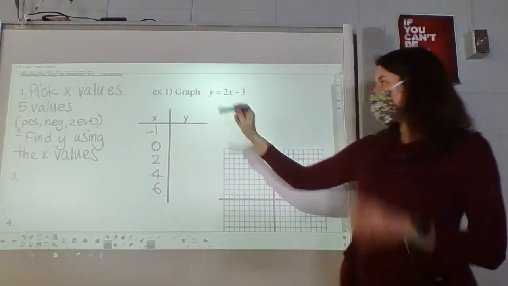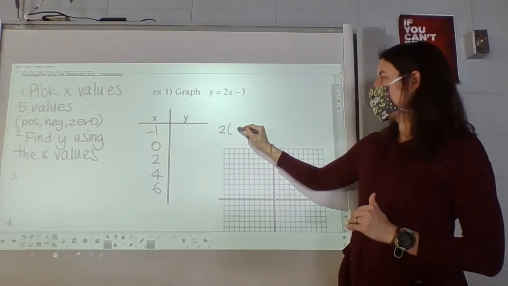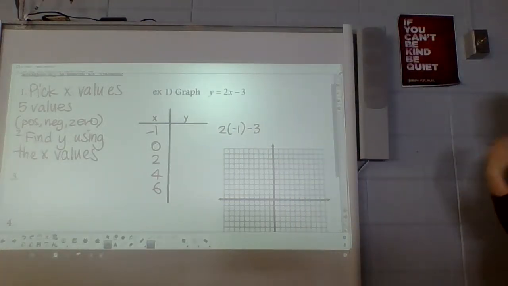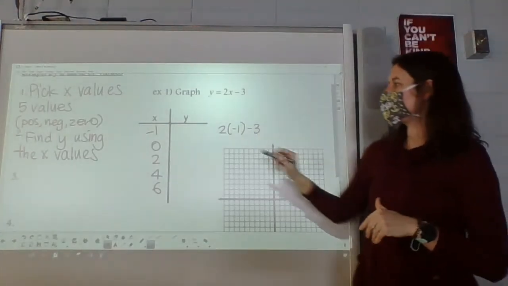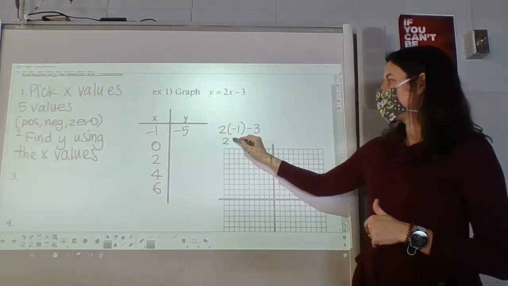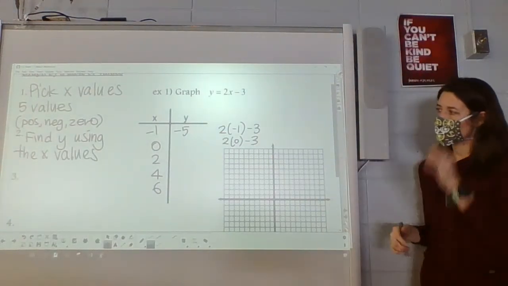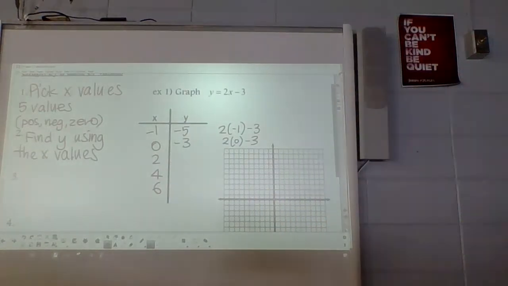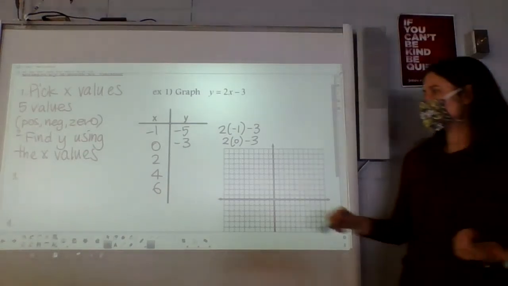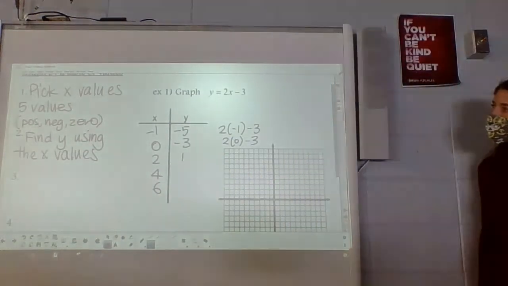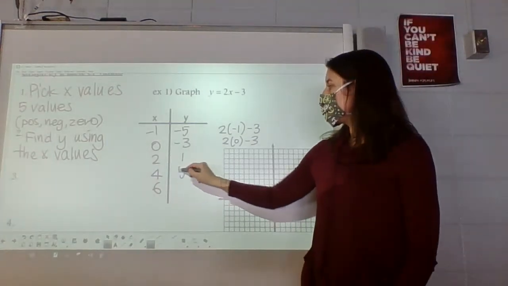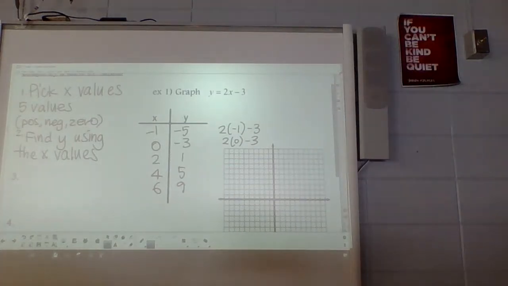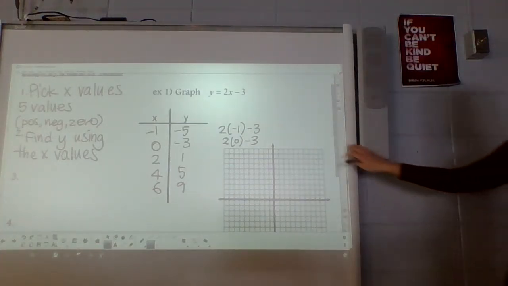So I go to put these values in, like the -1. And if it helps to show that, that's fine. I do that just because I know what I'm up to. So -2 minus 3 is -5. 0 minus 3 is -3. 2 times 2 minus 3, so 4 minus 3 is 1. 8 minus 3 is 5. And then 12 minus 3 is going to be 9. So I got a good assortment of numbers here.